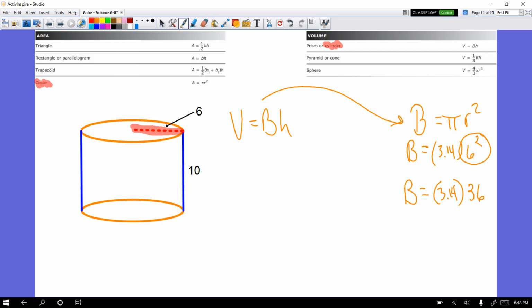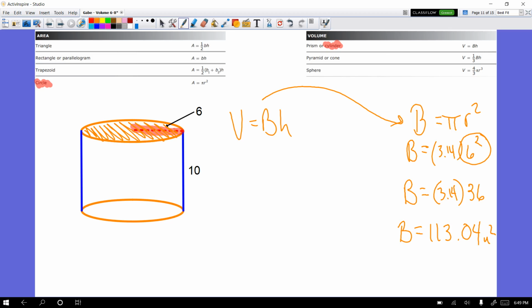Now that we've simplified it, and this is why we go one step at a time, we can see that we did the first thing first. We didn't just mix it all together. So now I'm going to type in 3.14 times 36 and get an area of the base of approximately 113 and 4/100 square units. There's my capital B. So all of that just found the area of that circle.